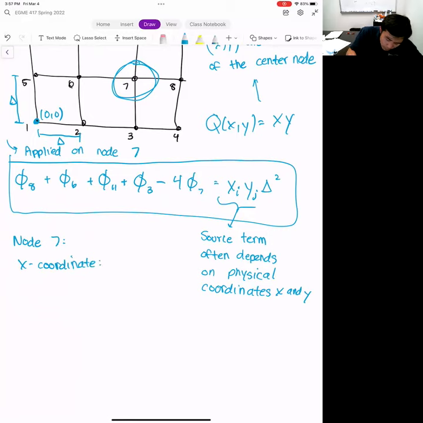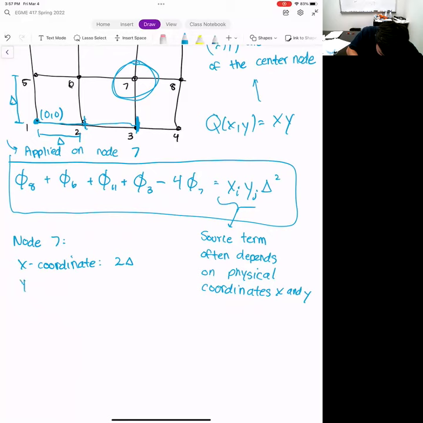for node 7, we need to count how much we can move horizontally across. And so we can see here that we move a distance of delta right here, okay? And then we move another distance of delta to get to the horizontal location. Okay, so the x coordinate here is going to be 2 times delta, right? Because that's how many deltas we have to move horizontally to get to node 7's horizontal position.